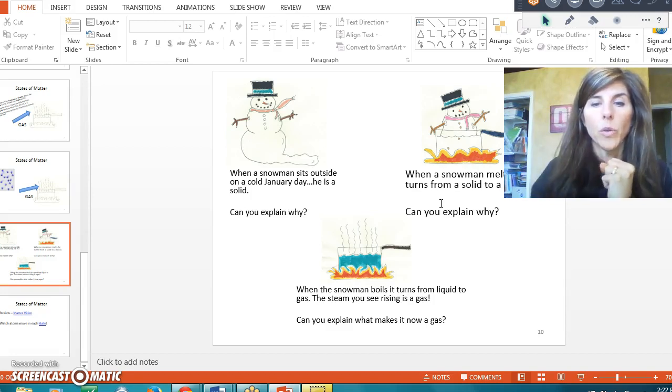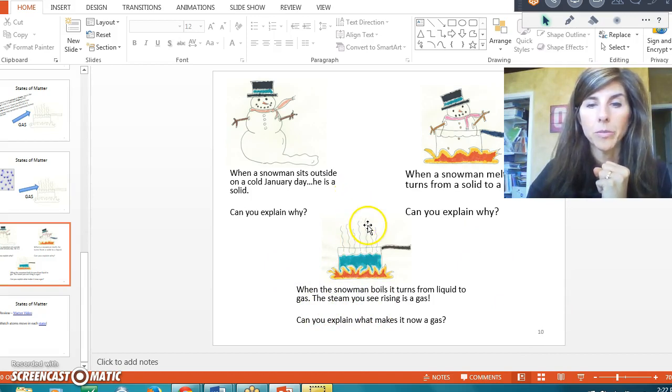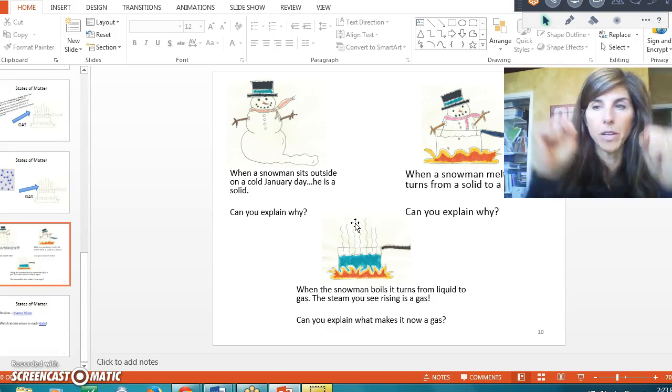And then when the snowman boils, it turns from liquid to a gas, and here's the gas coming up from the liquid. The steam you see is rising as gas right here, and that's because there's a little bit more space in between those atoms, and they can move freely, and they can be all around you.